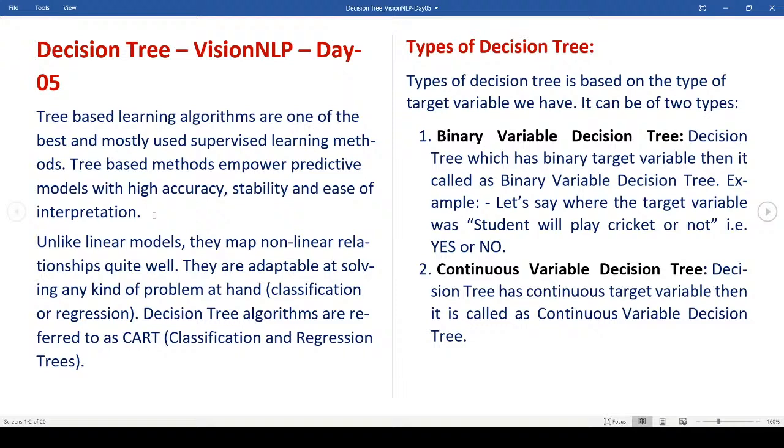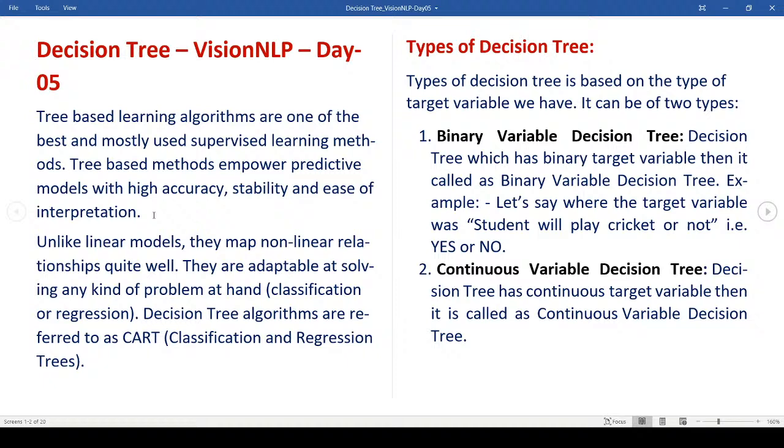Unlike linear models, they map non-linear relationships quite well. So we don't have to find the relationship between how one variable is linear to another. It doesn't work like this, and I'll explain how it works. It is very helpful for classification and regression for sure. You must remember that last time we mentioned one term, CART. If you go through the previous session slides, you will find CART, which is basically Classification and Regression Trees. When we talk about the decision tree and CART, both are similar. There is no such difference between these two.